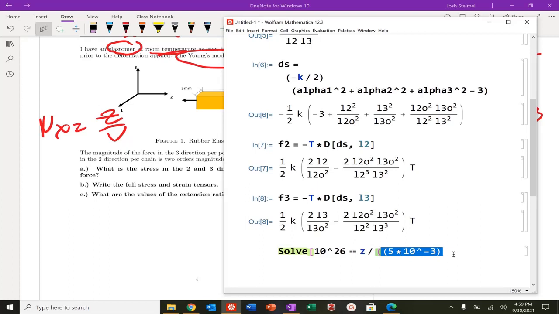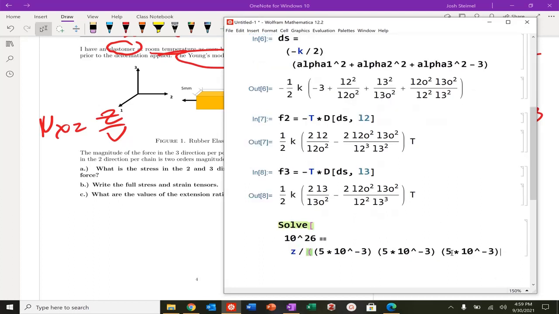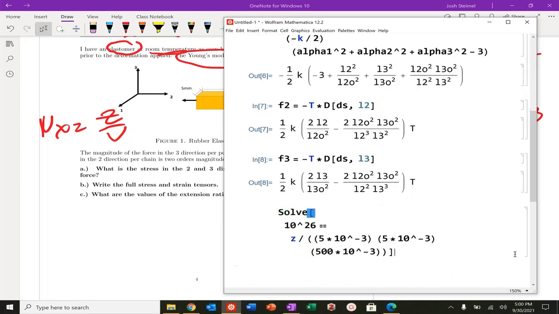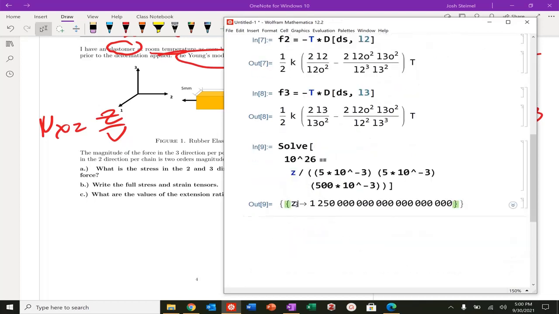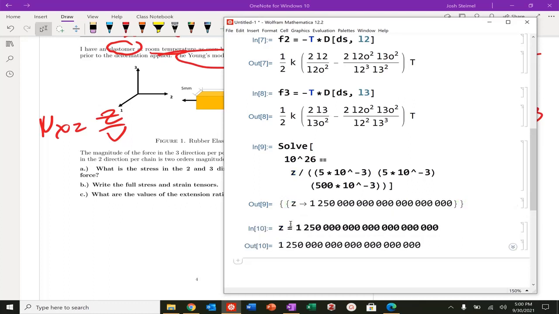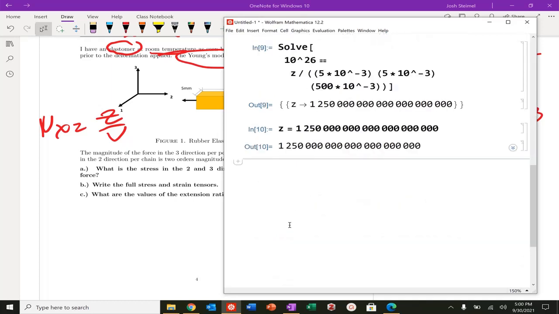So that is 500, so I could figure out what Z is. I could set that equal to Z. Let's go ahead and put that in right there. So Z is equal to this. I could now go about and solve the rest of these problems.